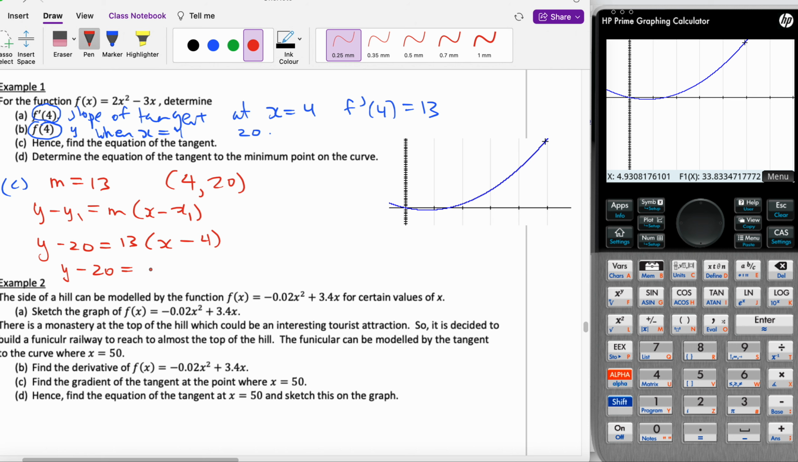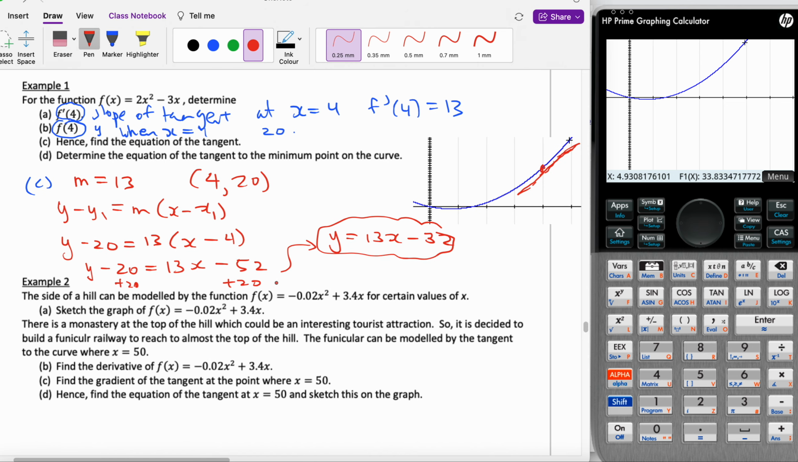So this is y minus 20 equals 13x minus 52. Then we add 20 to both sides, and so our equation is y equals 13x minus 32. So what we've actually found is the equation of the tangent. Okay, that's a terrible line, but anyway.